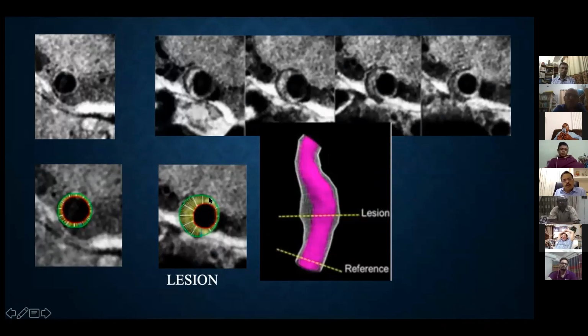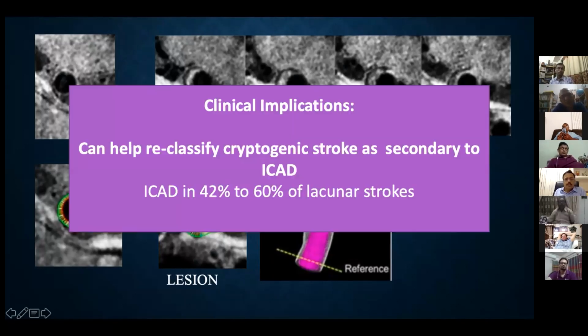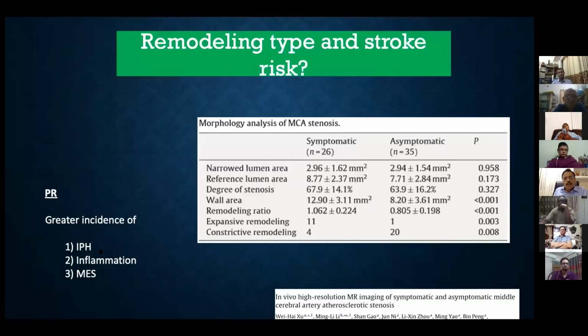And this is clinically very important because, number one, you can diagnose even when the arterial lumen looks normal. You may wonder why the patient is having strokes. In cryptogenic strokes, you can actually see that it is because of ICAD, because the plaque can be seen on vessel wall imaging, which was missed on CTA, MRA, or DSA. Also, the remodeling type tells you the risk of stroke, because whenever there's positive remodeling, there is more chance of intraparenchymal hemorrhage, inflammation, and microembolism. So positive remodeling, where the lumen may not be narrow but there's a lot of plaque burden, gives high-risk plaques.